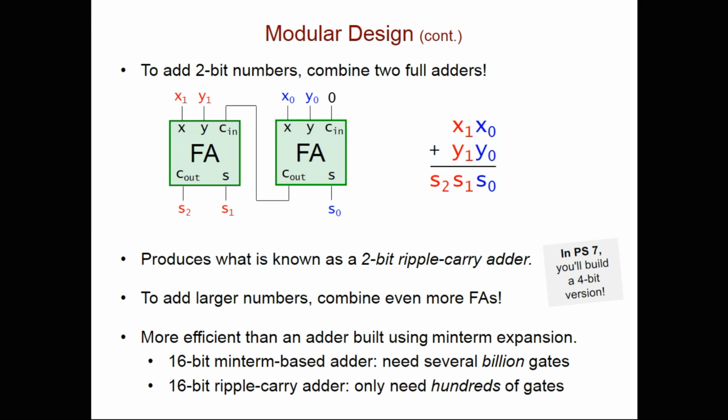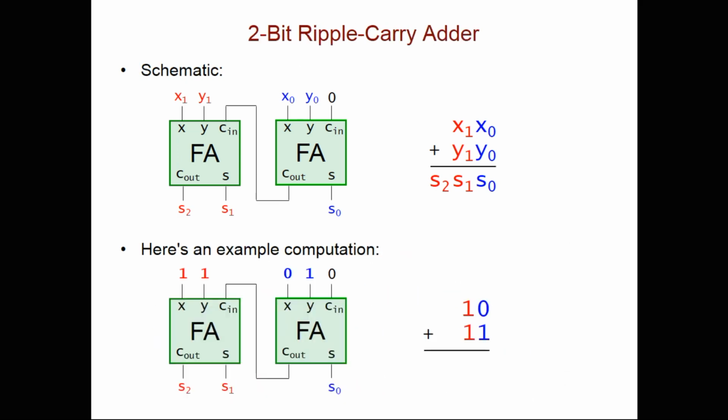We can compare this approach with min-term based approach for 16-bit adder. For 16-bit adder using min-term based approach, we will need billions of gates, but for using the ripple carry adder, we only need in terms of hundreds of gates, so we save up a lot.